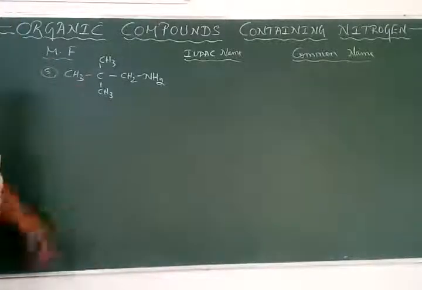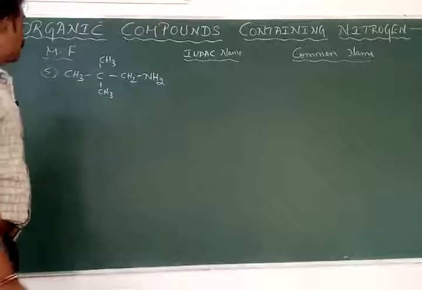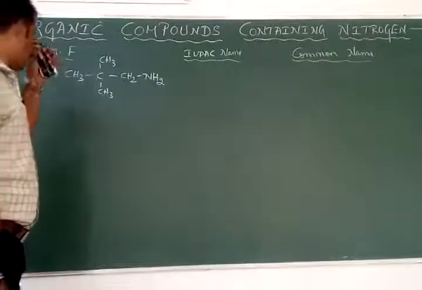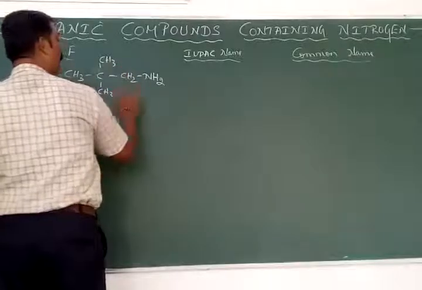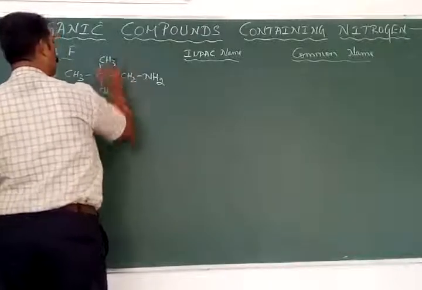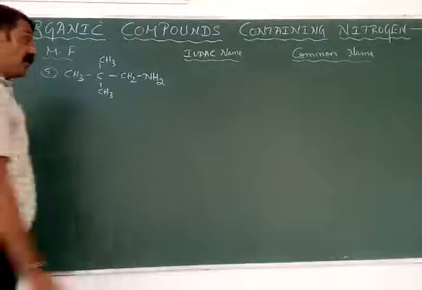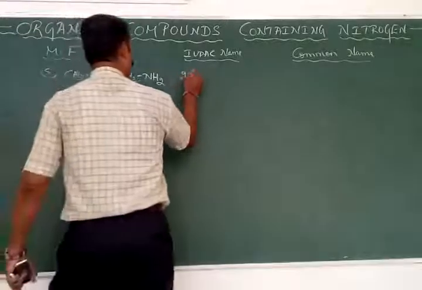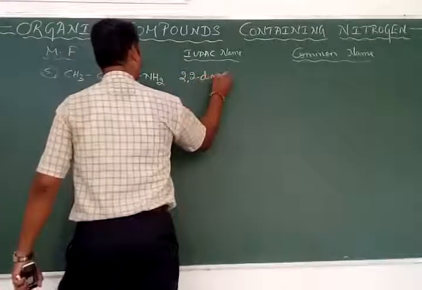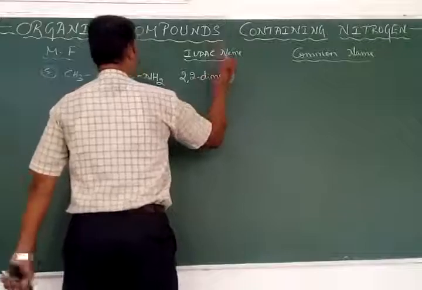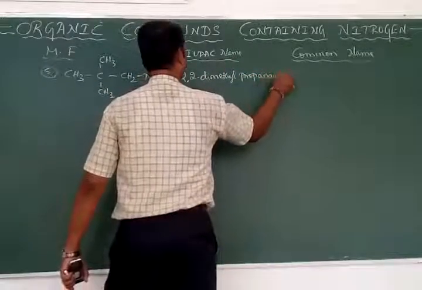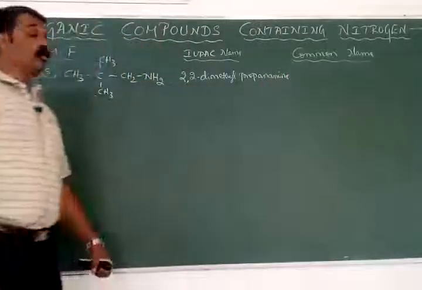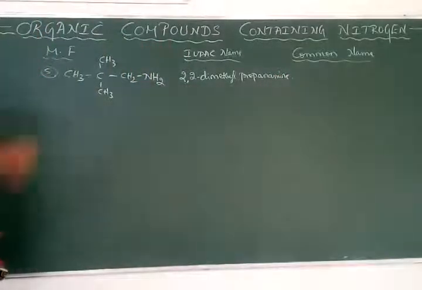Okay. So let us take only the CH3, CH3, CH3, CH2NH2. Root word is prop, I think. Amine is at the first carbon atom and the 2 methyls are present at the second carbon atom. Therefore, it is called 2,2-dimethyl, 1-propanamine, or simply 2,2-dimethylpropanamine. Okay.